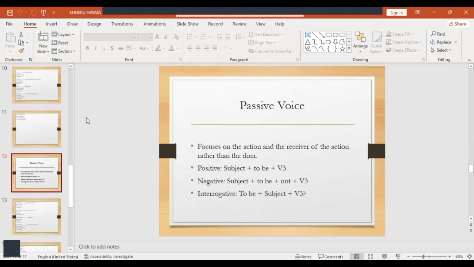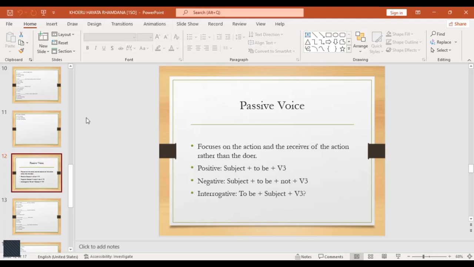Finally, let's discuss passive voice. Passive voice is used when we want to focus on the object or the recipient of the action rather than the person or thing performing the action. It is especially useful when we don't know or don't need to mention the doer of the action.